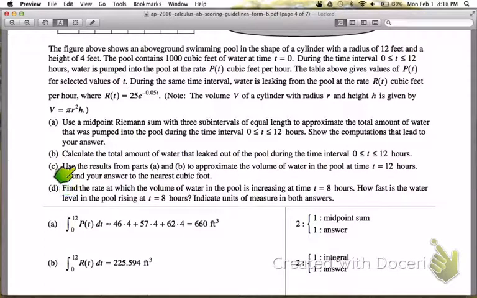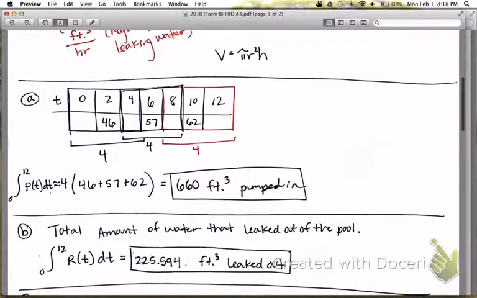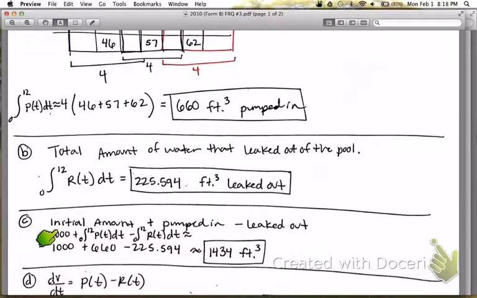Part C. It says, use the results from parts A and B to approximate the volume of the water in the pool at time t equals 12 hours and round your answer to the nearest cubic foot. So notice that we have a couple things. We have an initial amount that was already in the pool. There are already 1,000 cubic feet in the pool. We have an amount that's pumped in. We just figured out that that's 660.